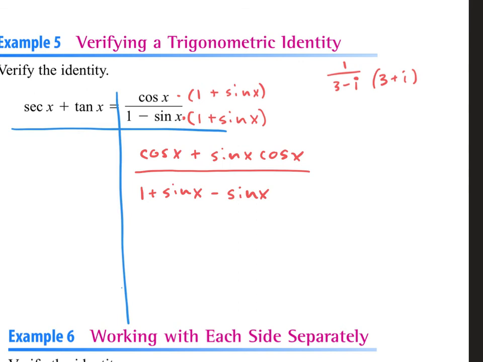What's negative sine x times sine x? Oh wait, no, it's negative sine squared x. When multiplying, they don't cancel. So sine x times sine x, you have two sines, so it's sine squared x. So now, positive sine x and negative sine x cancel. And on the bottom, we have 1 minus sine squared x.